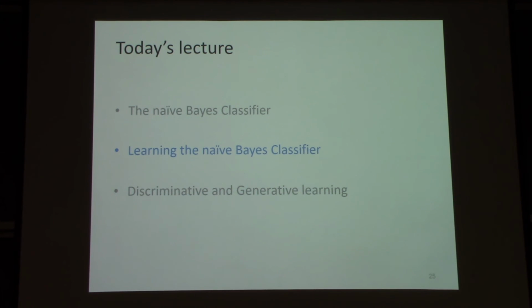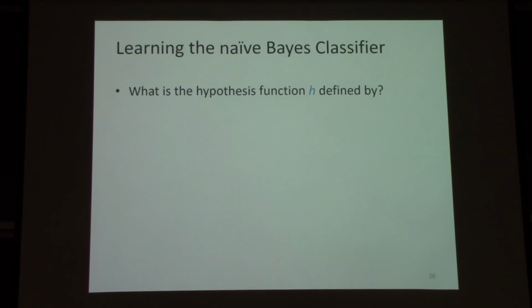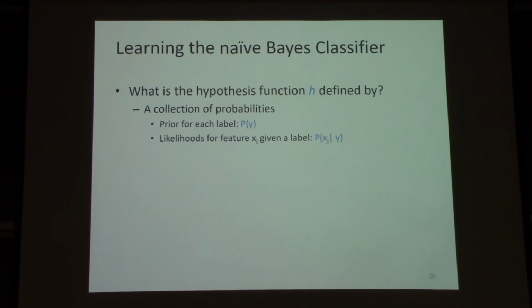At this point, I have said nothing about learning. I have only defined the hypothesis space. I spent 45 minutes today defining a particular hypothesis space, which is longer than I spent on any other hypothesis space. So let's talk about how we learn classifiers in this case. The hypothesis space is entirely defined by the collection of probabilities. If you have a binary classifier, you have one number for the prior, P of y, and you have k d minus 1 likelihoods, or 2 d minus 1. Twice d minus 1. Is that right? Yeah.